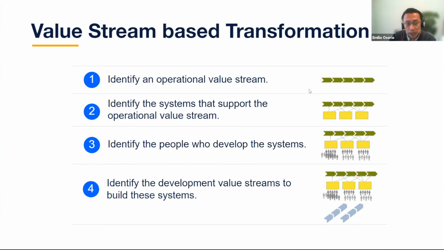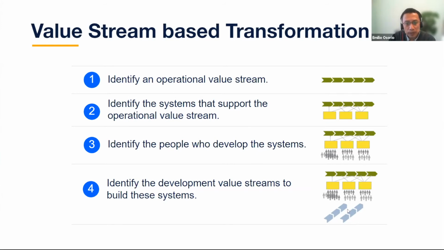So you should begin by identifying an operational value stream that you need to improve. Then identify the solution or systems that you need to optimize in order to get this business value. Identify the people who develop this, and identify the value streams to build the system. The development value stream is the actual delivery pipeline we manage in DevOps. So when you get into this stage, you shouldn't go around trying to get the teams all at the same pace.